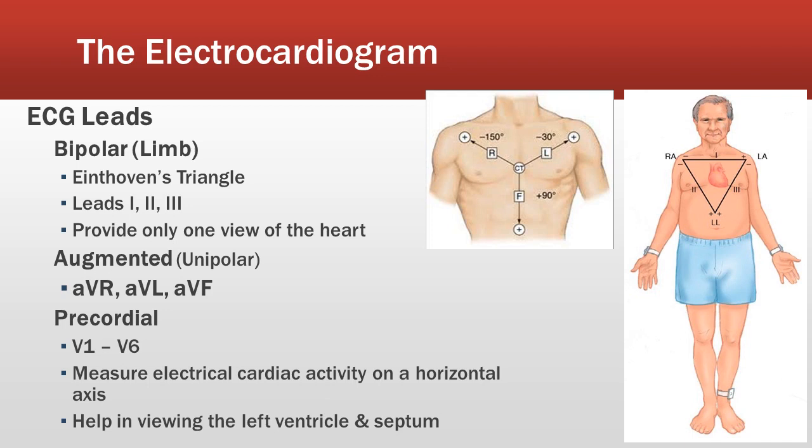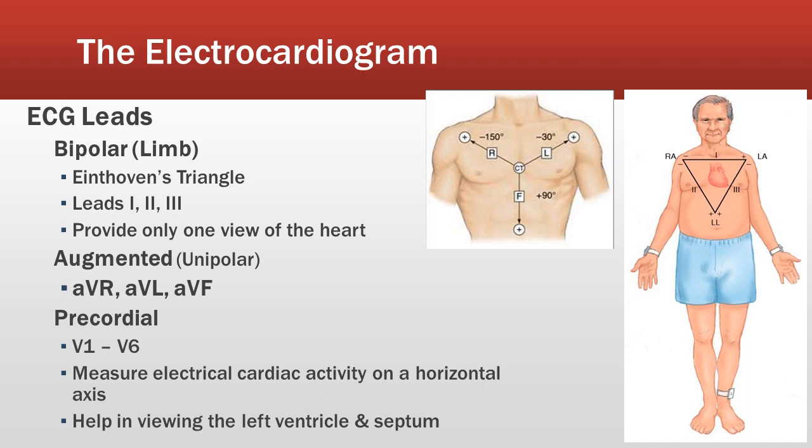EKG leads. There are bipolar leads, augmented leads, and precordial leads. The bipolar or limb leads make up Einthoven's triangle. Lead 1 goes from the right arm to the left arm. Lead 2 runs from the right arm to the left leg, and lead 3 moves from the left arm to the left leg. This only shows one view of the heart.